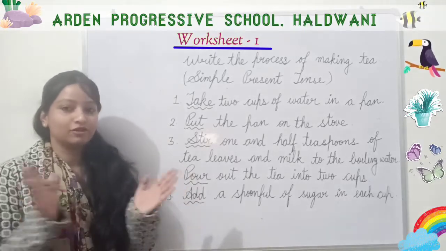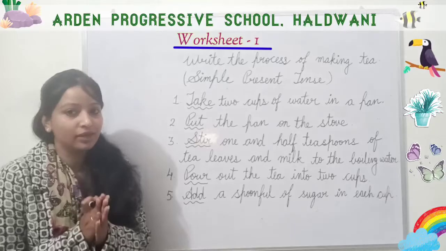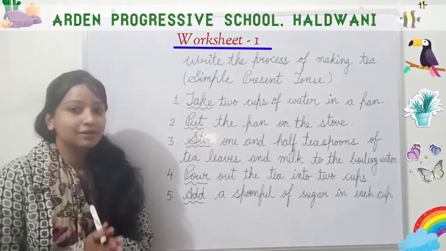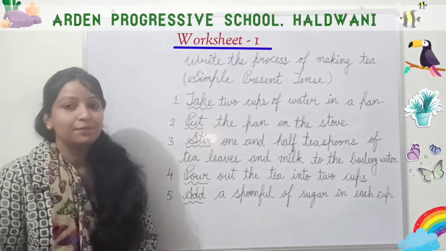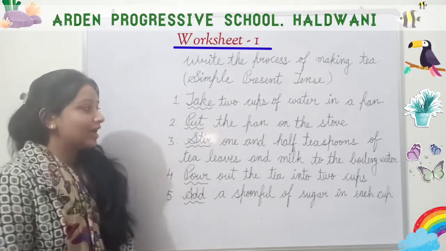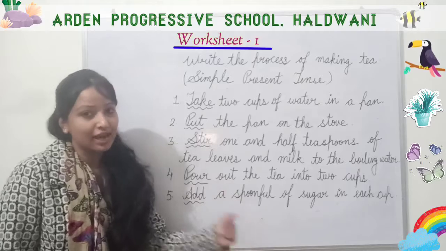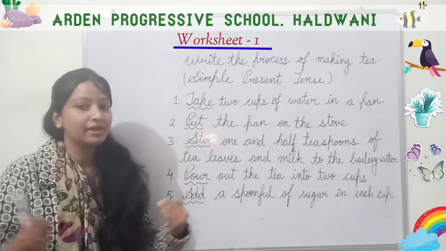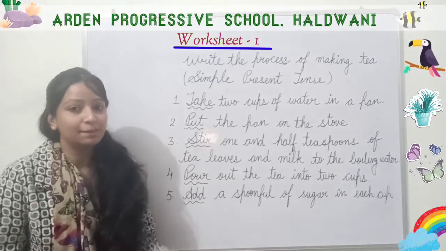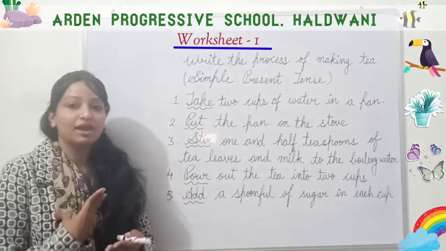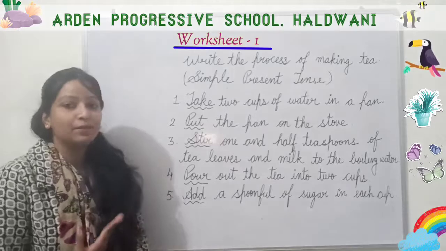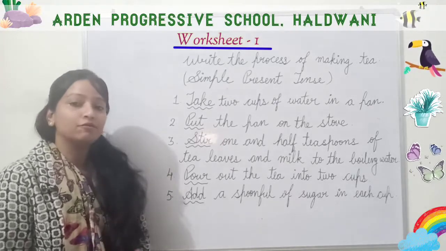Very good. Do clap for yourself. We all have learned how to make tea, and we have learned how to use the simple present tense. As we have described the process of making tea in simple present tense, we have not used any helping verb and we have used only the base form of verbs.